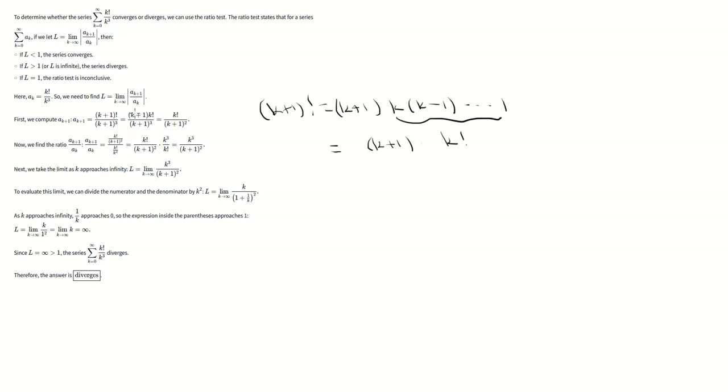And so the k plus 1s are going to cancel, and we're going to have k factorial over k plus 1 squared. So that's going to be the k plus first term, and now we need to divide it by the kth term.